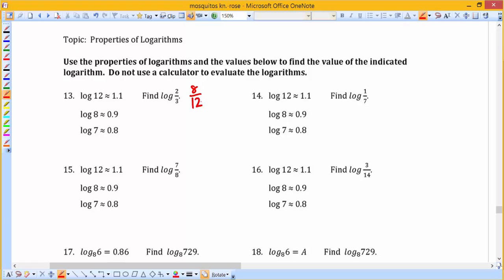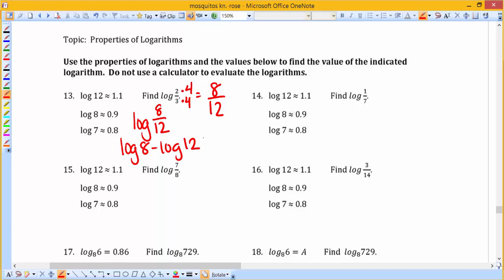When I divide by 4, so this is what I did. I multiplied by 4, and I multiplied by 4, and I get 8 over 12. So this is the same as log of 8 over 12, which is now a fraction, so I can write it as subtraction. So I have the log of 8 minus the log of 12. So sometimes they'll have the fraction so simplified that you can't find the number, but just keep multiplying, and then you will be able to find it.